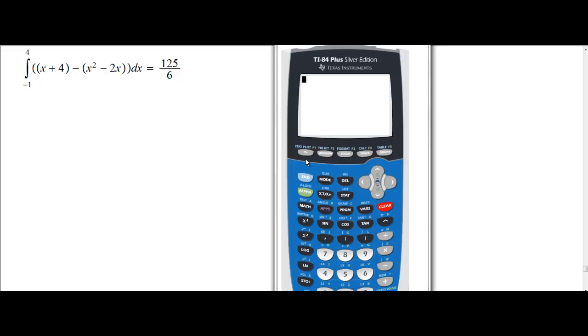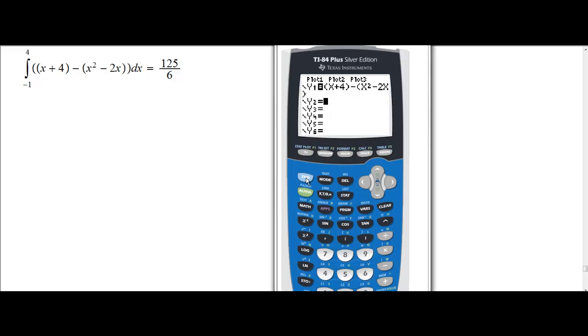Let's just do it together. Just go to y equals. Let's erase this. So first, what am I writing? x plus 4, minus x squared, minus 2x, right? Let's write the whole thing the way it is. Makes sense?